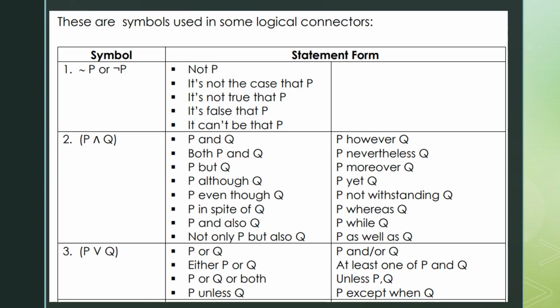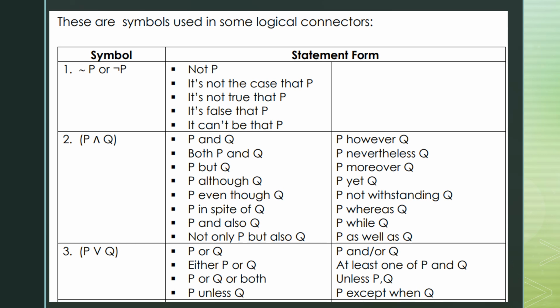These are symbols used in some logical connectors. If we're having a negative statement like not the case, not true, false, or can't be, the logical connectors are this symbol and this symbol, as you can see in symbol number 1. No? So if not, you will have a curved dash like that.